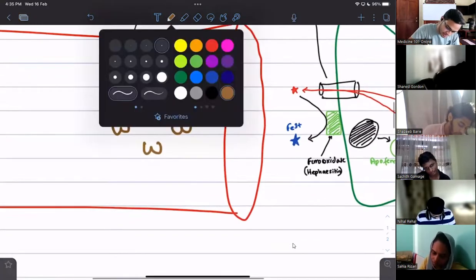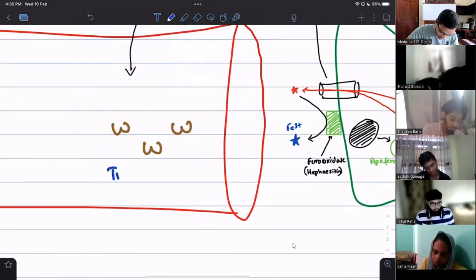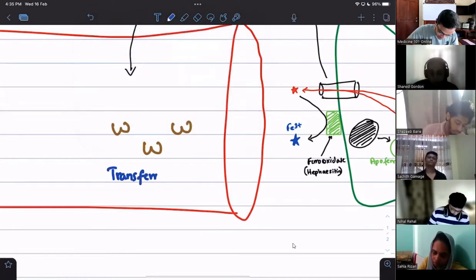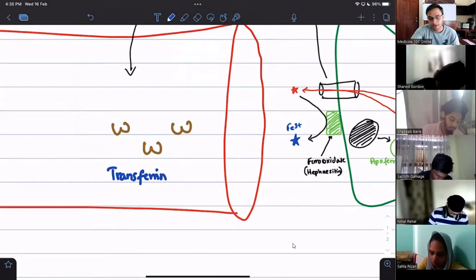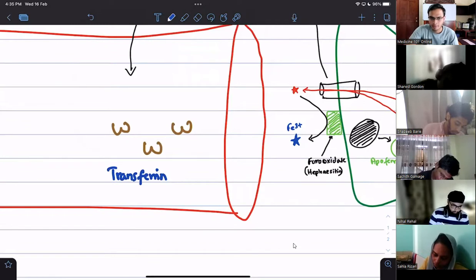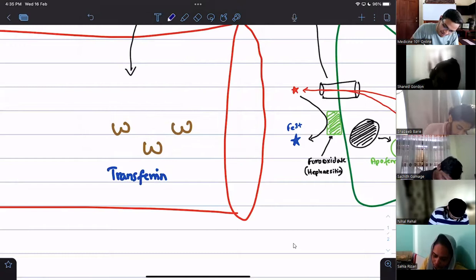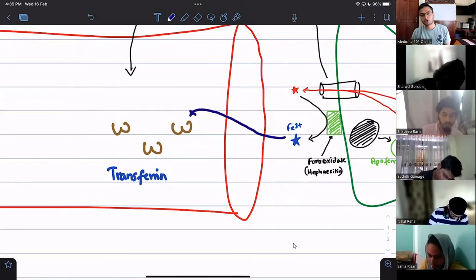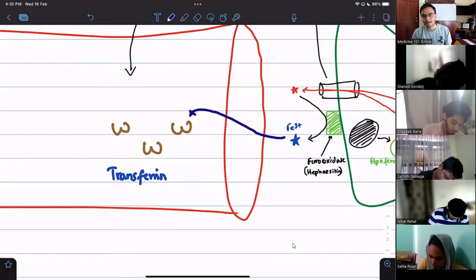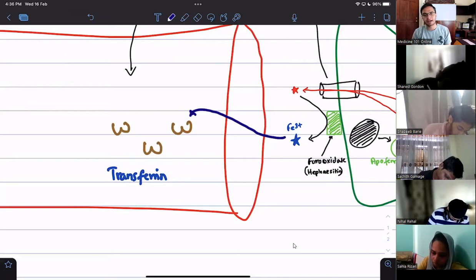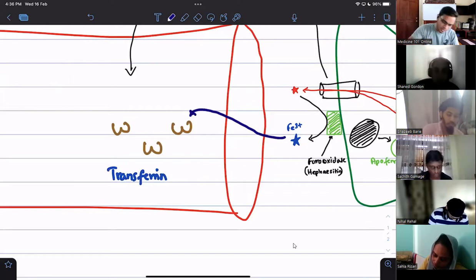These ones, guys, are called what? Transferrin. Okay, transferrin, produced by the liver. Transferrin has a nice affinity to Fe3 plus as opposed to Fe2 plus, right? This is why our body prefers to take Fe3 plus, because transferrin has a better affinity to Fe3 plus compared to Fe2 plus, right?